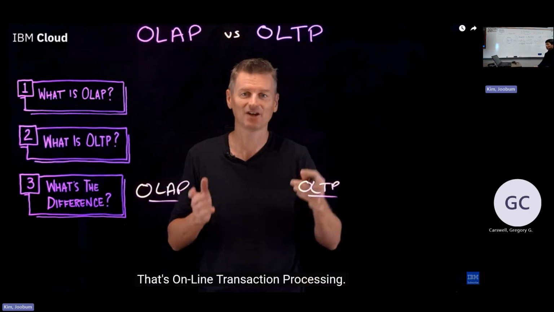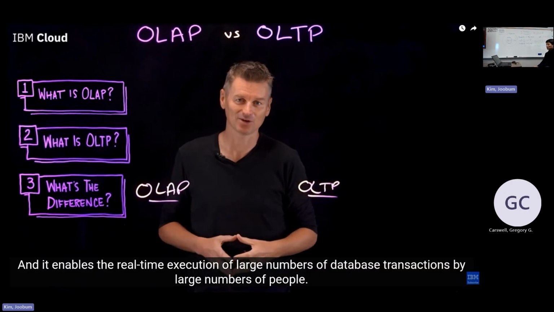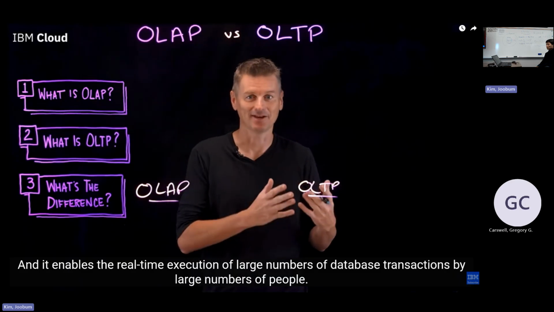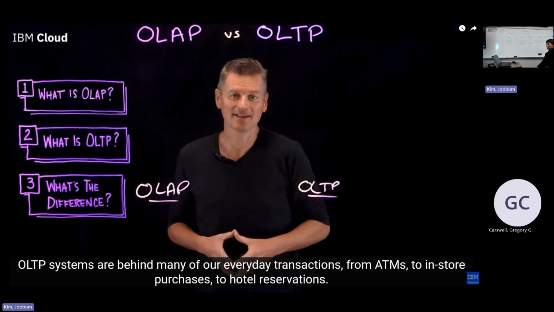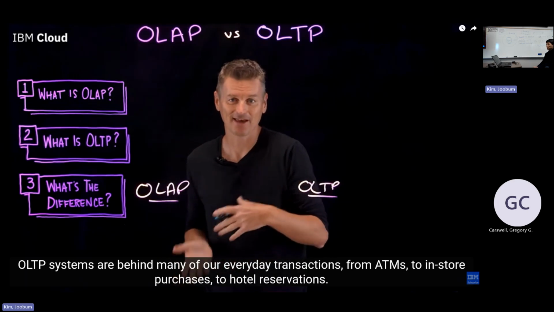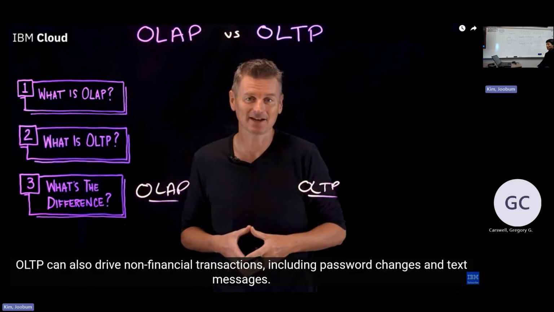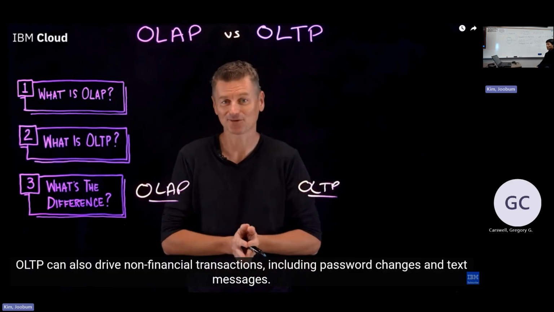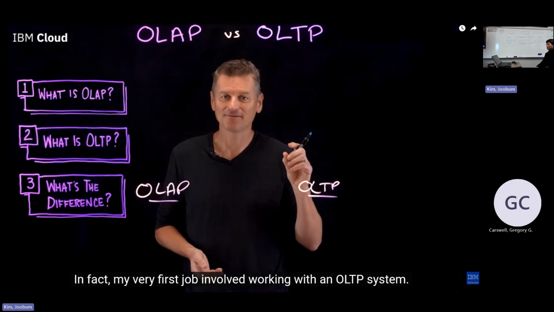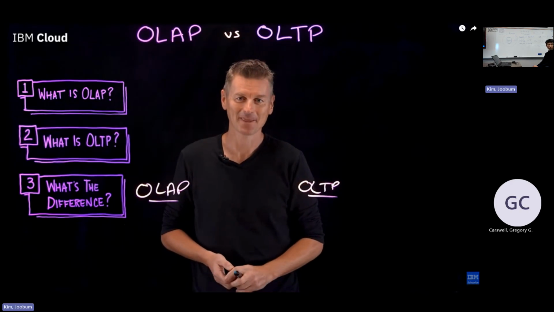That's online transaction processing, and it enables the real-time execution of large numbers of database transactions by large numbers of people. OLTP systems are behind many of our everyday transactions, from ATMs to in-store purchases to hotel reservations. OLTP can also drive non-financial transactions, including password changes and text messages. In fact, my very first job involved working with an OLTP system.